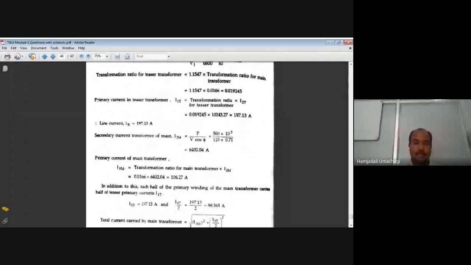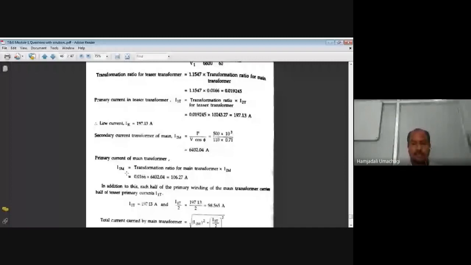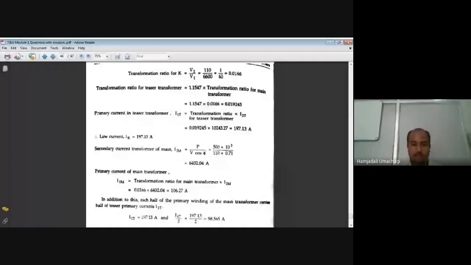I1m is the primary current of the main transformer, which means we should take the transformation ratio. So I1m is equal to the transformation ratio for the main transformer multiplied by the secondary current of the main transformer. What is the transformation ratio of the main transformer? KMT is equal to 0.0166. So 0.0166 multiplied by I2m, the secondary current of the main transformer, that is 6402.04. So I1m is equal to 106.27 here.